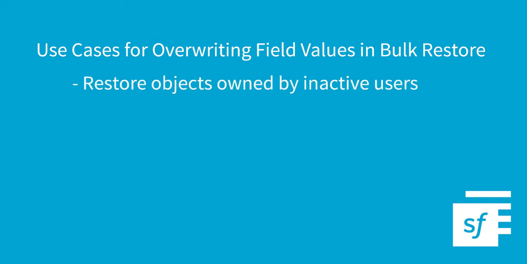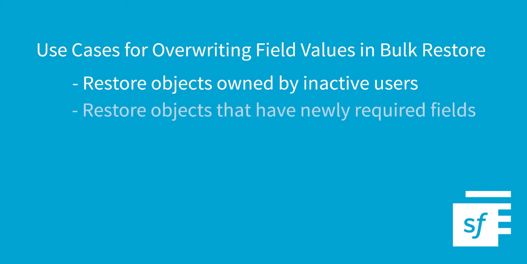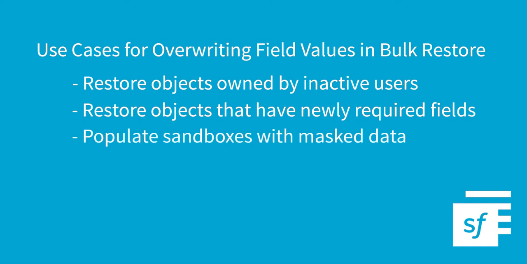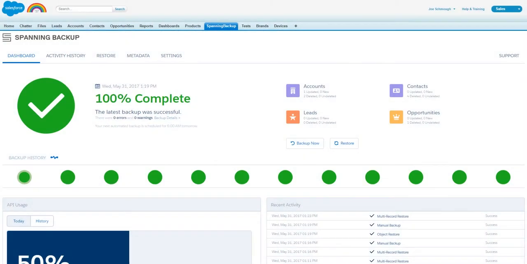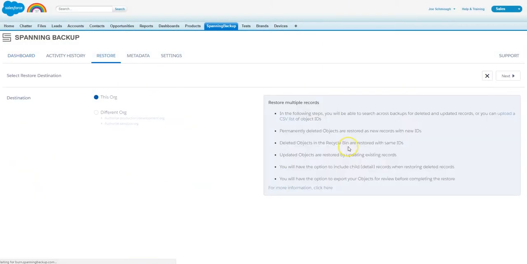This feature will help Salesforce admins and developers when restoring objects owned by inactive users, when objects have newly added required fields, or when populating sandboxes with sensitive data. Here's how it works. From the Spanning dashboard, click the Restore button to initiate a restore process. In this example, we'll showcase restoring data back into the same org, and later into a different org.